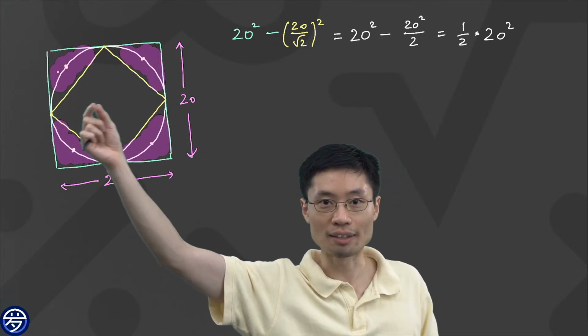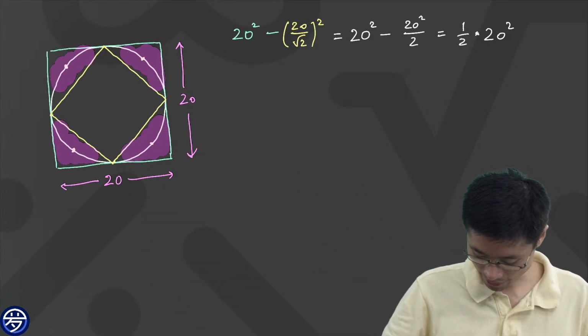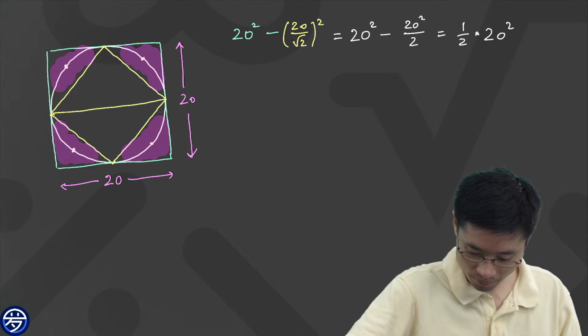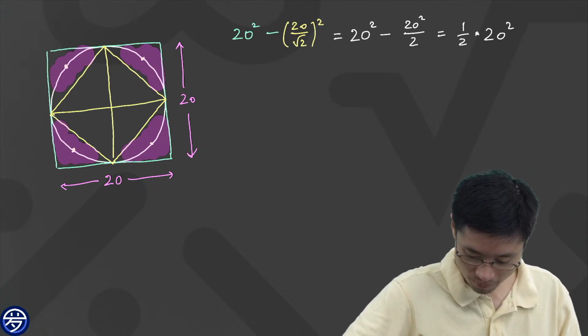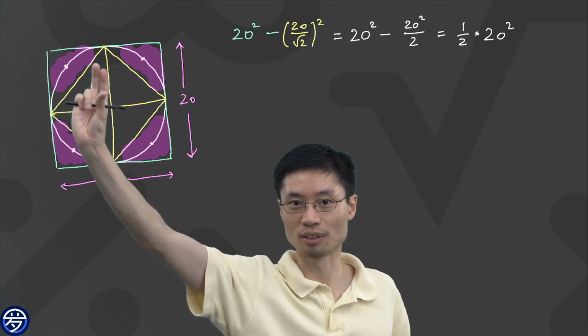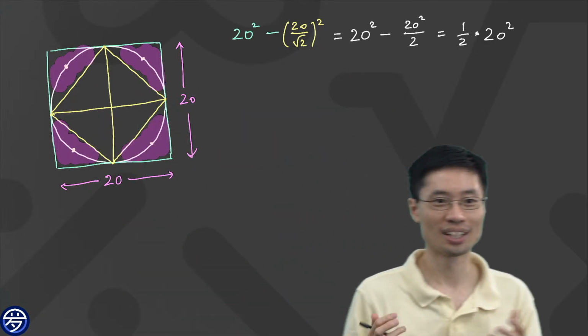The reason it's clearly half of the area is I can imagine if I cut that too, and if I cut this like so, then each of those triangles has a triangle over there. So there's a 1-to-1 correspondence. It's like you took the inside and pulled it out. So that's why it's half.